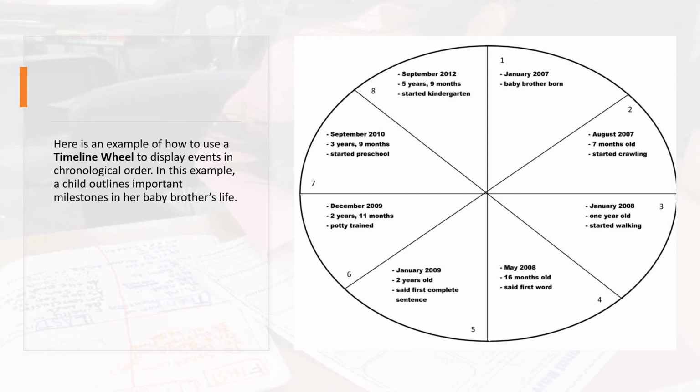Number 3, January 2008, he was 1 year old and started walking. Number 4, May 2008, 16 months old, said first word. Number 5, January 2009, 2 years old, said first complete sentence. Number 6, December 2009, 2 years, 11 months old, potty trained. Number 7, September 2010, 3 years, 9 months old, started preschool. Number 8, September 2012, 5 years, 9 months old, started kindergarten. And that's the completion of the timeline wheel.